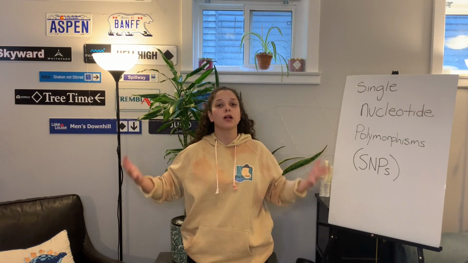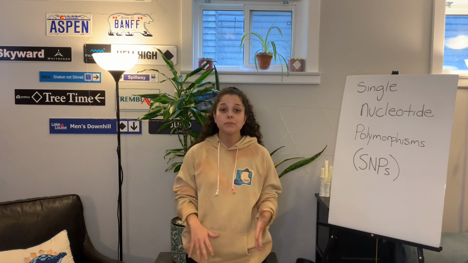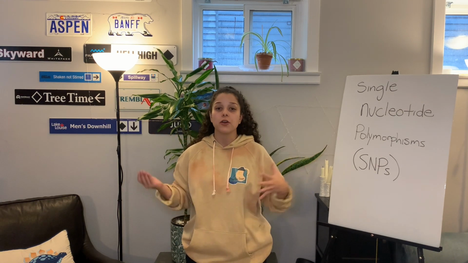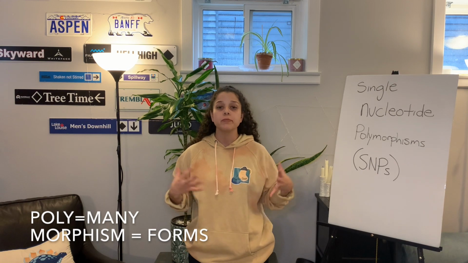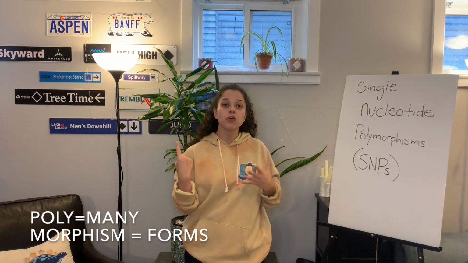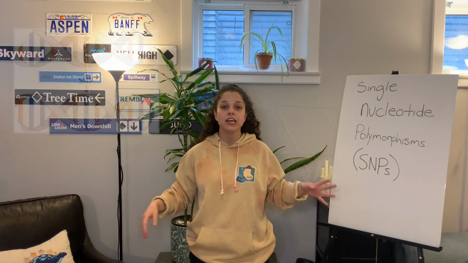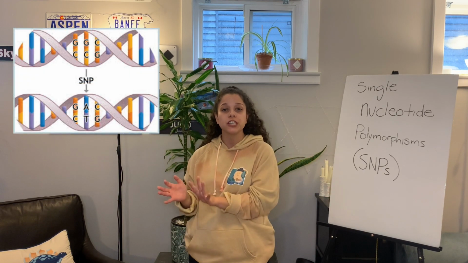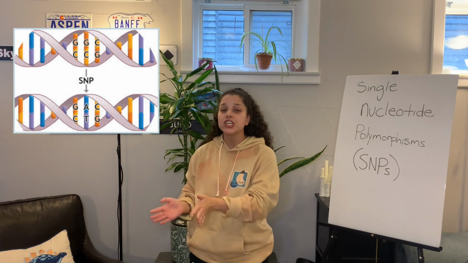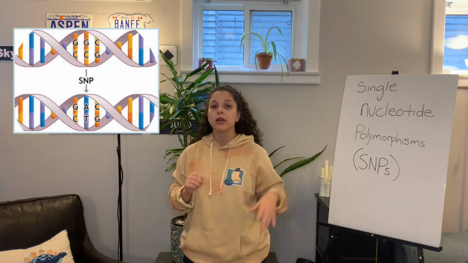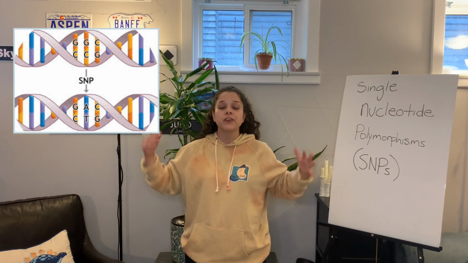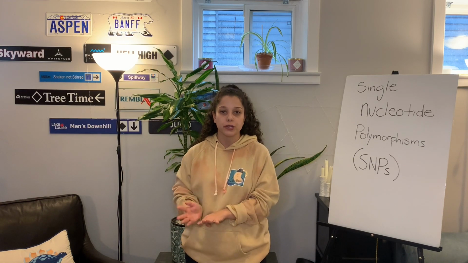Single nucleotide polymorphisms, or better known as SNPs, are the most common type of genetic variation among people. So let's break down what that means. Single means one, nucleotide are the bases that make up our DNA, and polymorphism is a change within it. So a single base change within our DNA is the largest source of variation. So that means in this particular location, on this particular chromosome, you might have a G, someone else might have a T, someone else might have an A, and so there's variation in that particular nucleotide.